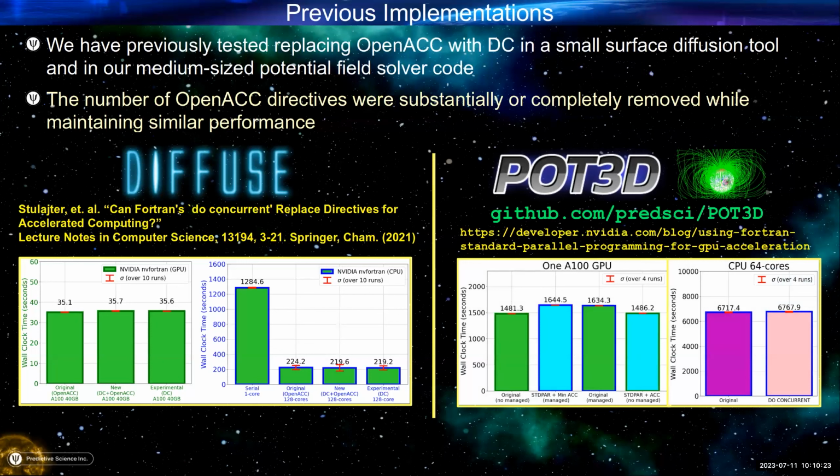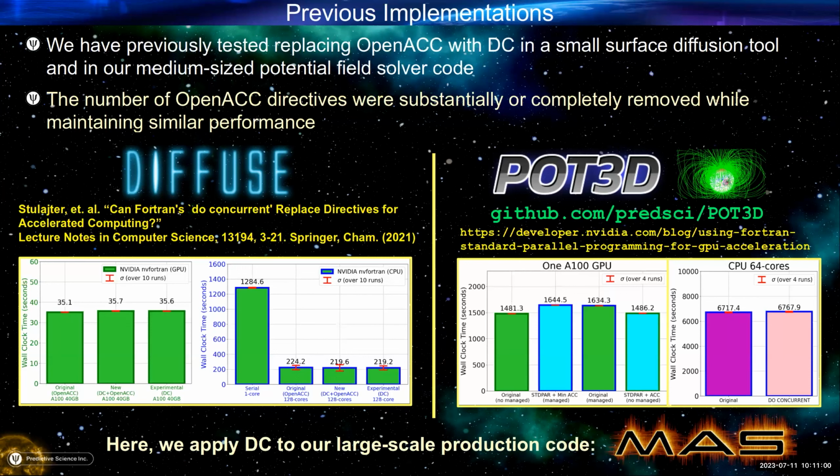Then we moved on to doing this for our MPI-based code POT3D, which is a potential field solver code, and that's an open source code on GitHub. And here's a blog discussing what we did there. What we found was that on the CPU, everything was the same because it wasn't using multi-threaded parallelism anyway. It was just using MPI. And on the GPU, we were able to get the same performance if we managed the GPU memory directly using OpenACC. But if we just did do concurrent only, then there was a slight performance hit using the unified managed memory, which we'll talk about later.